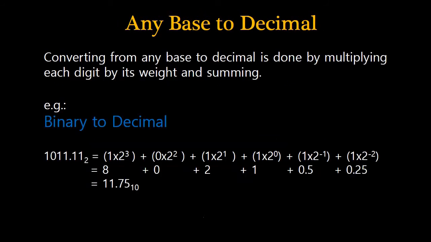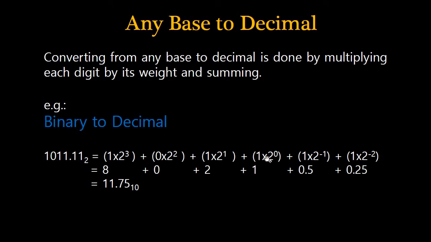Now any base to decimal conversion. Converting from any base to decimal is done by multiplying each digit by its weight and summing. Here we are taking an example for the conversion of a binary number to a decimal number. A number is taken here, 1011.11 of base 2. Now the very first digit, 1, is multiplied by 2 to the power 0. As the conversion is from binary, we are taking 2 here.